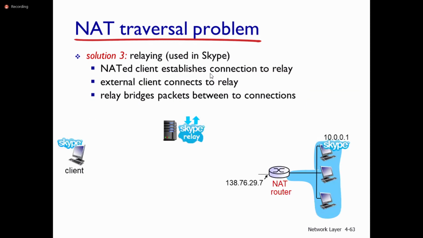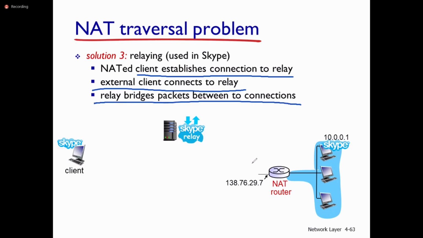The other solution is relaying. We are going to use relaying, for example, the same thing used in Skype. The NATed client establishes a connection to the relay. Then the external client connects to the relay. Then external client devices can also connect to the same relay, because the relay bridges packets between the connections.